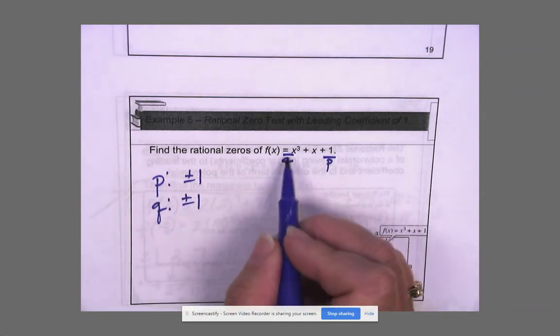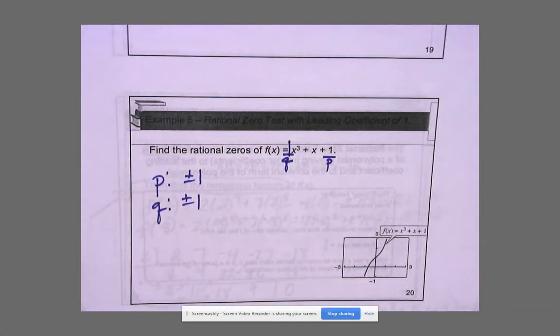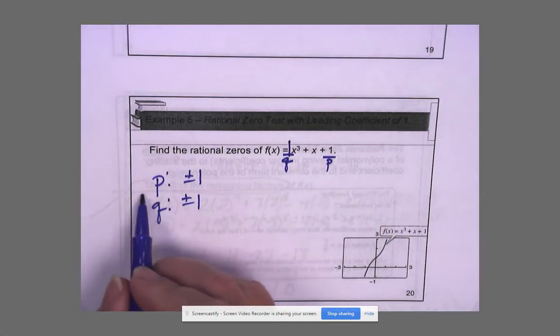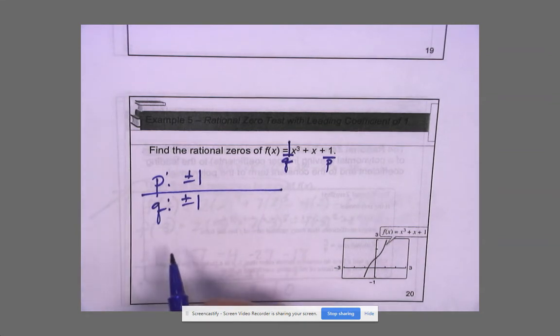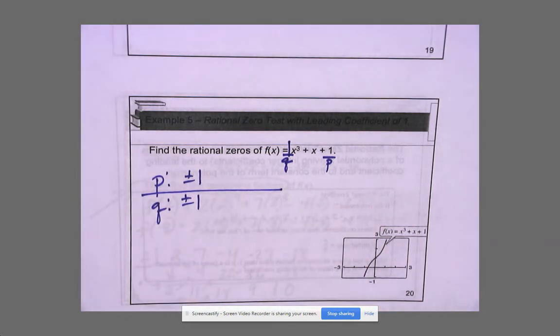Plus or minus 1, because there's no number there, it's understood to be 1. So it's going to be plus or minus 1. You're doing every single combination of that ratio. Well, what would that combination end up being? Plus or minus what? 1. So that's our combination. You would do every single combination that you possibly could get.